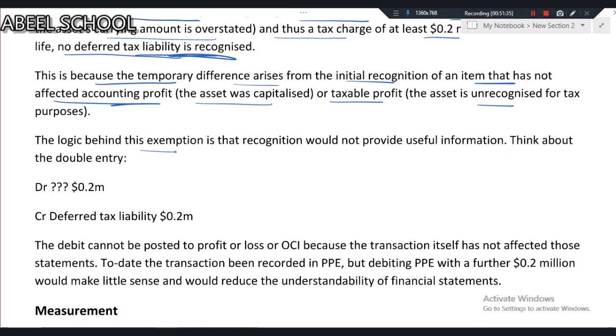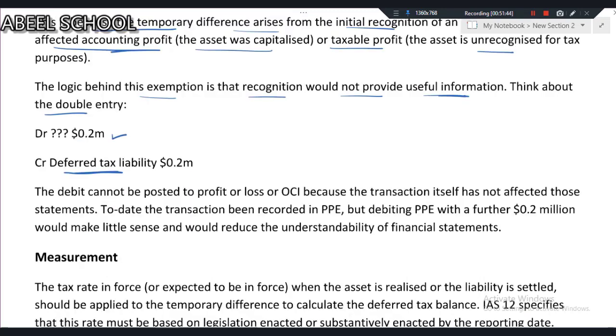The logic behind this exemption is that recognition would not provide useful information. Think about the double entry. Deferred tax liability credit. What should be debited? The debit cannot be posted to P&L or OCI because the transaction itself has not affected those statements. To date, the transaction has been recorded in property, plant and equipment, but debiting property, plant and equipment with a further 0.2 million would make little sense.